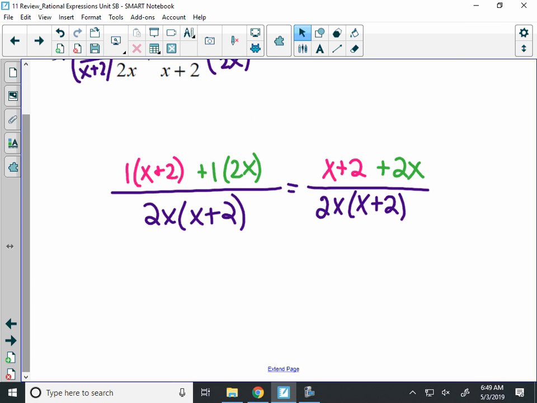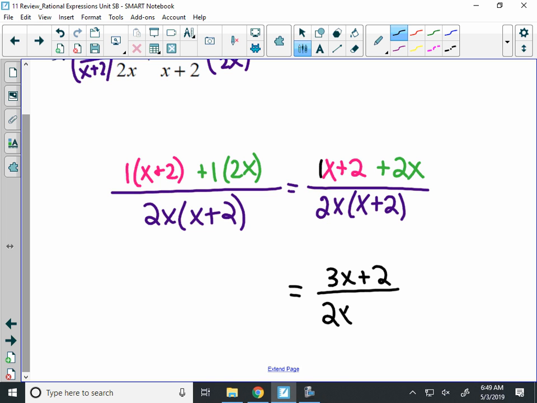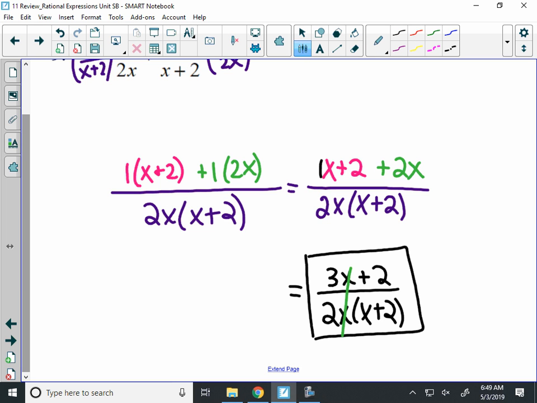Factor and cancel if necessary. So my numerator here, 1x plus 2x is 3x plus 2 over 2x times x plus 2. That's actually your final answer. The numerator doesn't factor any longer, and nothing is going to cancel off. I can't cancel the x's in front here, so don't do this. That is not allowed. You cannot cancel those x's. You cannot cancel the 2's. That's a bad thing as well. That is your final answer.